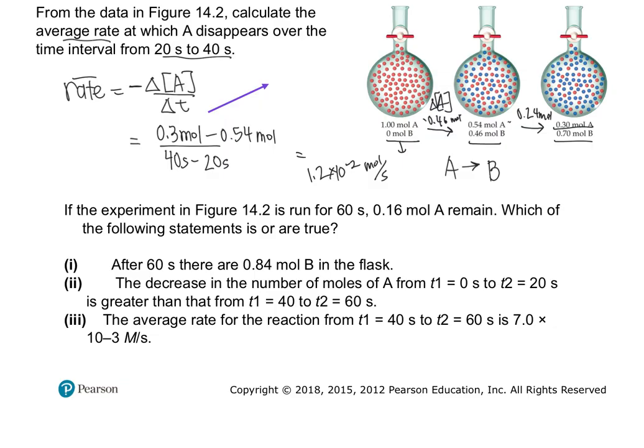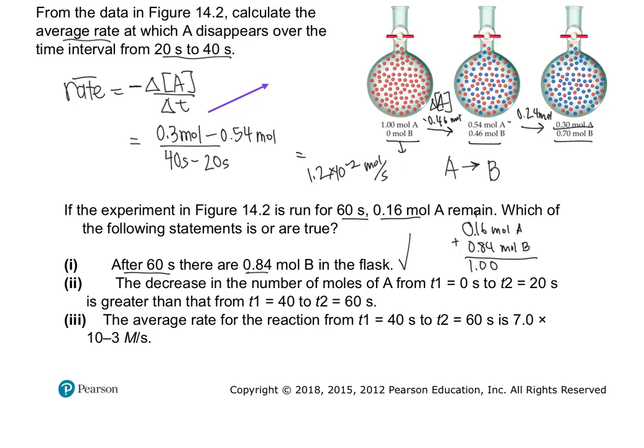So it says if the experiment runs for 60 seconds, 0.16 moles of A remain. Which of the following statements is or are true? It says after 60 seconds, there are 0.84 moles of B in the flask. So let's see, if we add up 0.16 moles of A plus 0.84 moles of B, we should get 1 mole total if this is true. We'll do the math, and yep, we get 1 mole total. So this is a true statement.